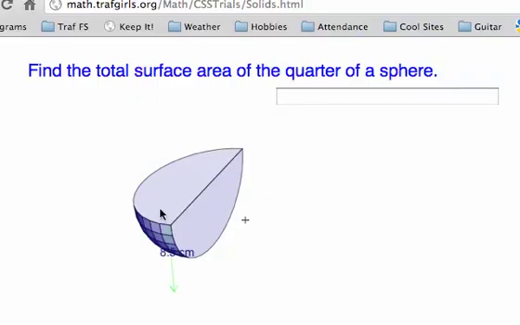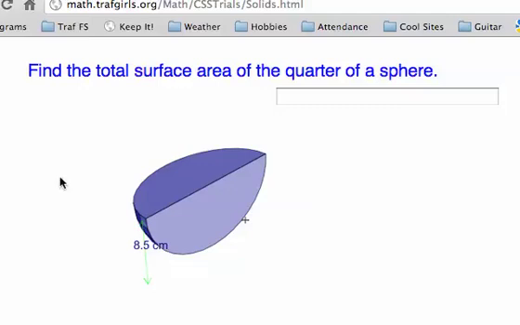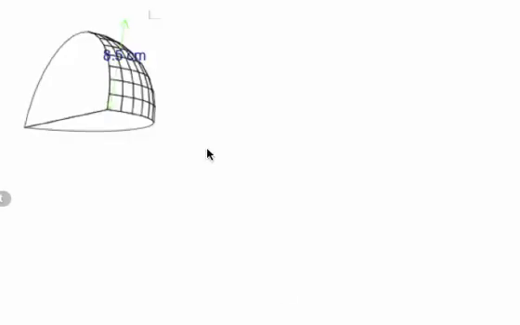So the radius is 8.5 as we can see. I'm just going to turn it this way. So there's the radius, it is 8.5. And let's go and do our calculations. Okay, so here it is, and the radius is 8.5.